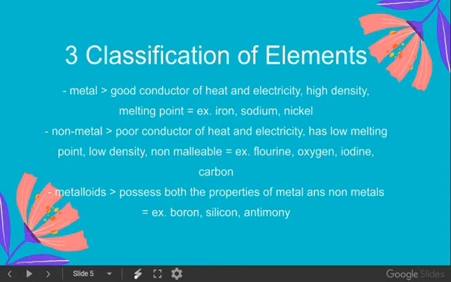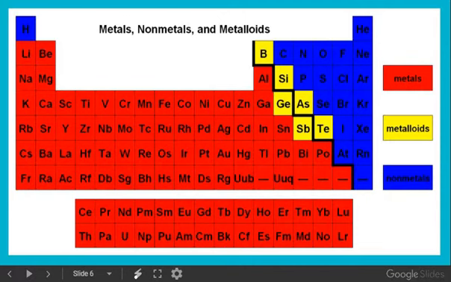Metalloids possesses both the properties of metals and non-metals. Examples are boron, silicon, antimony. So here is the table of elements na nakaklasify na yung mga metals, metalloids, and non-metals.